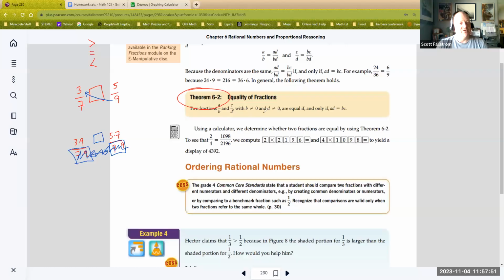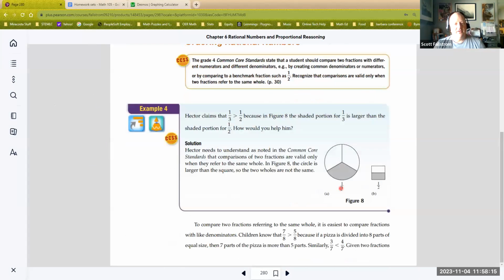So what you're really doing is you're checking if and only if AD equals BC. So if you want to know if two fractions are equal, yes, you can multiply here and multiply here, and this becomes 27 and this becomes 35, and they are not equal. So that is a pretty cool little theorem there. That is very helpful for equality.